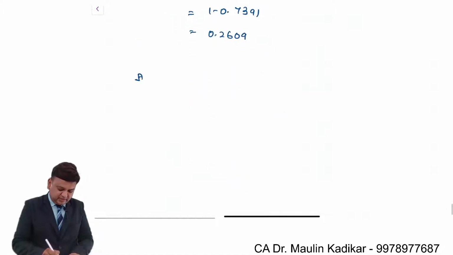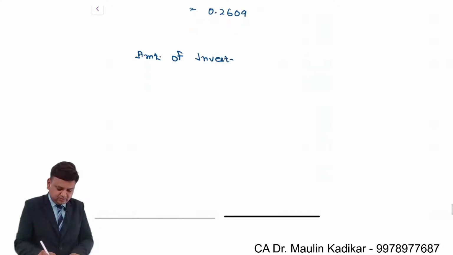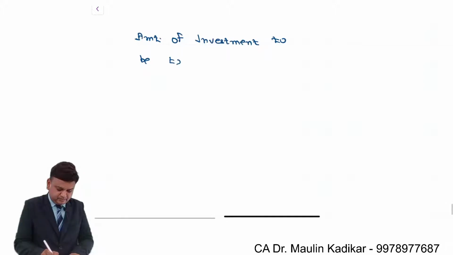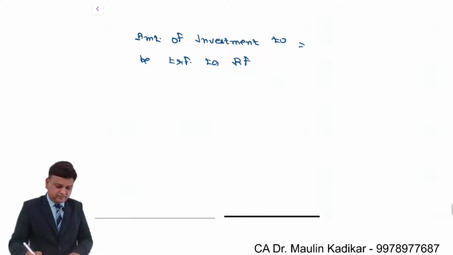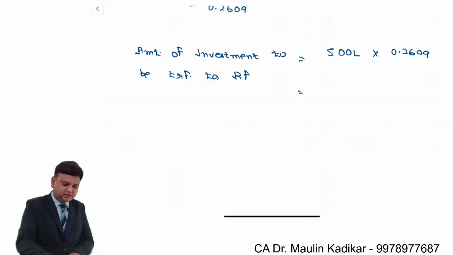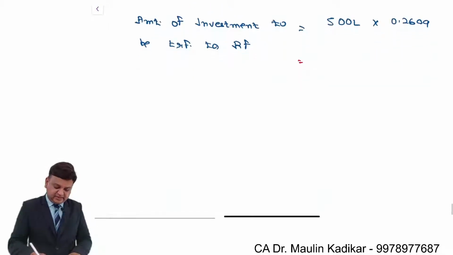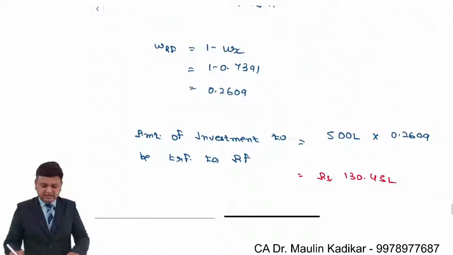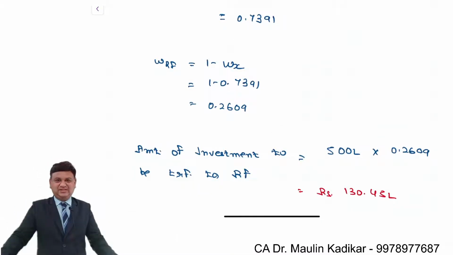So we understand that the amount of investment to be transferred to RF is equal to rupees 5 crore or 500 lakhs into 0.2609. So the final answer comes to 130.45 lakhs. This is the way we are supposed to make the calculation of answer.